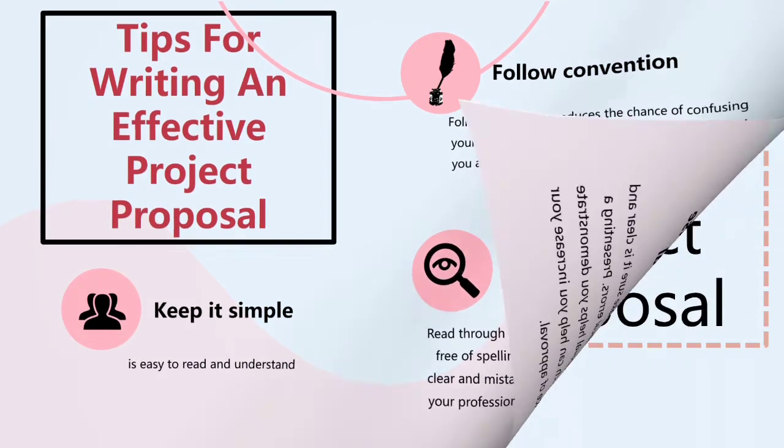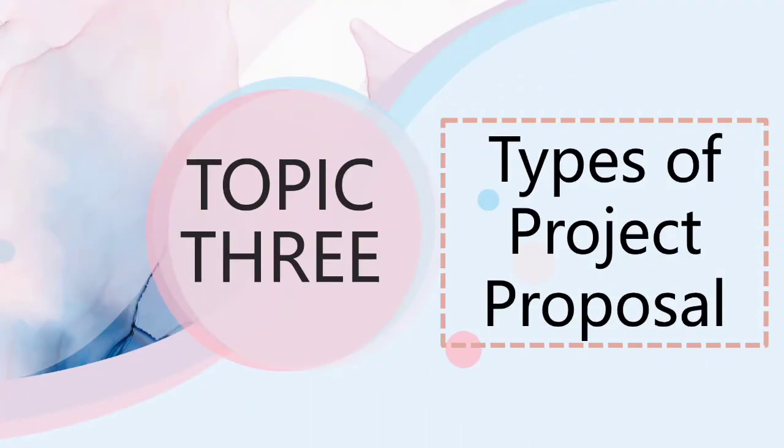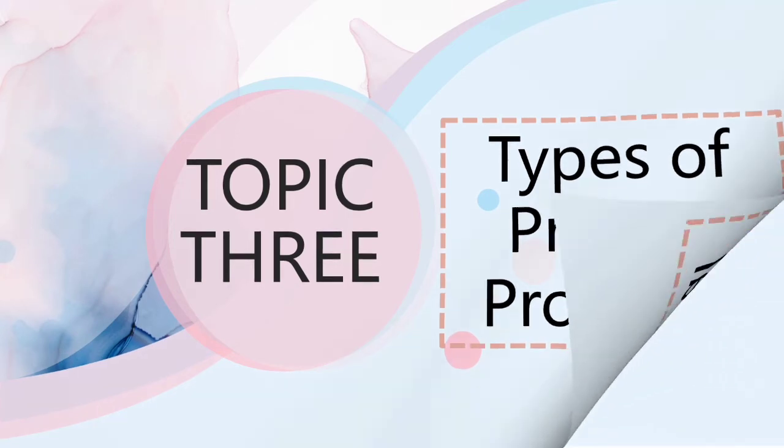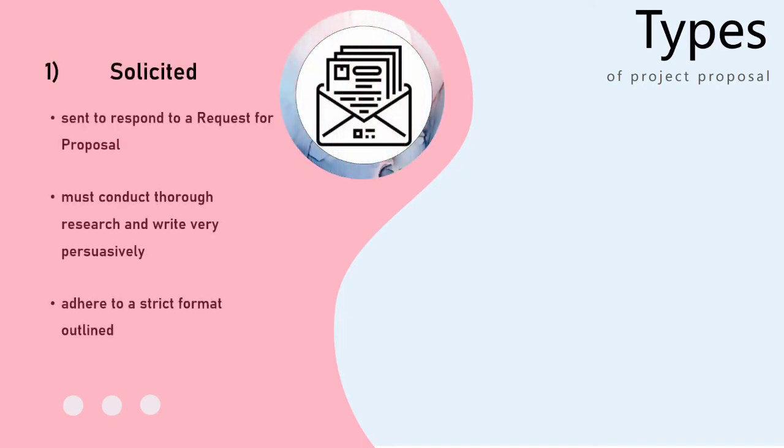For our topic 3, it's all about types of project proposal. Different project proposals have different goals and therefore distinct requirements. These are the most common types of project proposals you are likely to write. First is solicited. It is sent to respond to a request for proposal. You must conduct thorough research and write very persuasively, as your project proposal will be in competition with others. You may also need to adhere to a strict format outlined in the request for proposal.